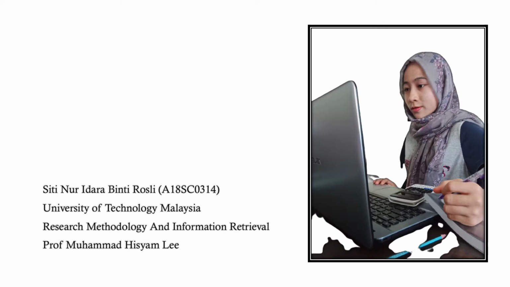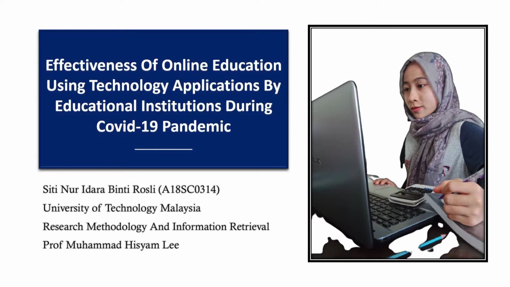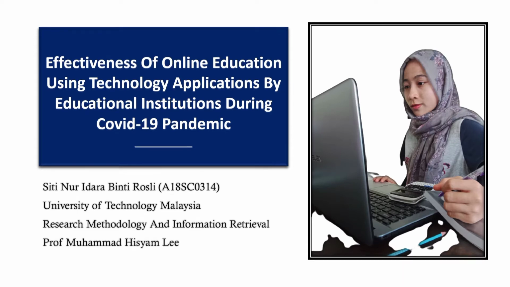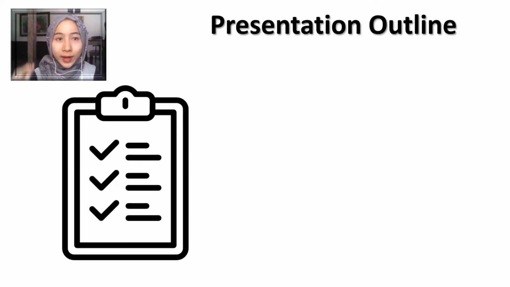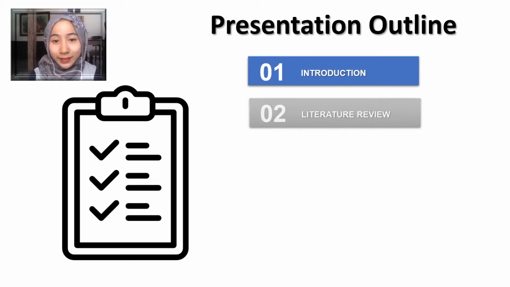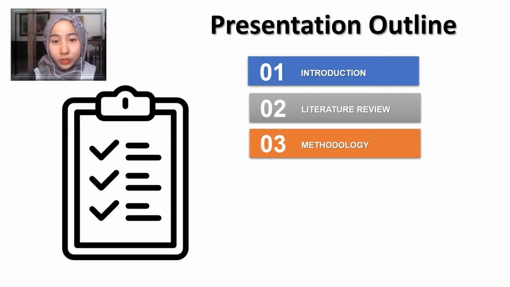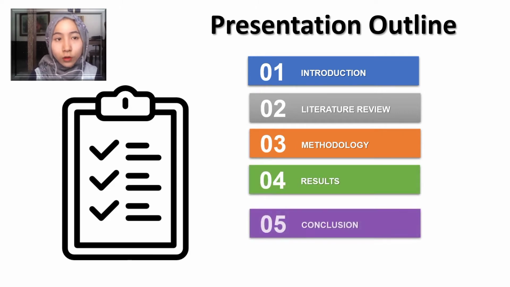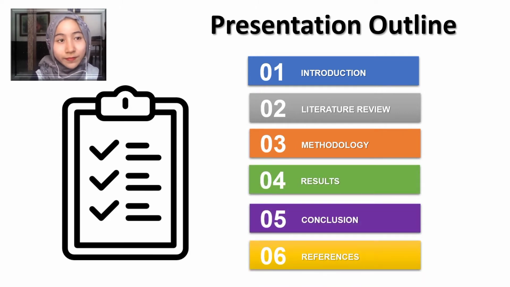I will present my thesis paper with the given title Effectiveness of Online Education Using Technology Applications by Educational Institutions During COVID-19 Pandemic. First and foremost, what is the outline of my presentation? First, I will present my introduction. Second, the literature review. Third, methodology. Fourth, result. Fifth, conclusion, and last, reference.